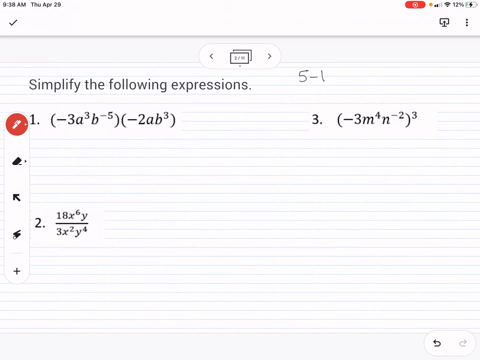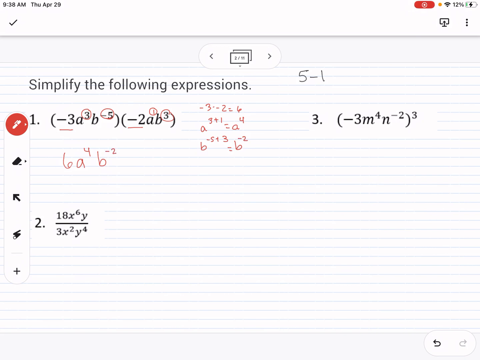So when you multiply, you add the exponent. So on question 1, I'm going to start by multiplying the coefficients. So negative 3 times negative 2 equals positive 6. Then I'm going to add the exponent. So for A, I'm adding 3 with an imaginary 1. That comes out to a to the 4th. And for B, I'm adding negative 5 with 3. That comes out to negative 2.